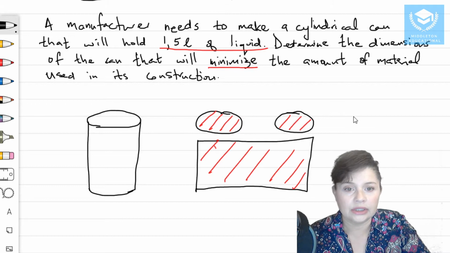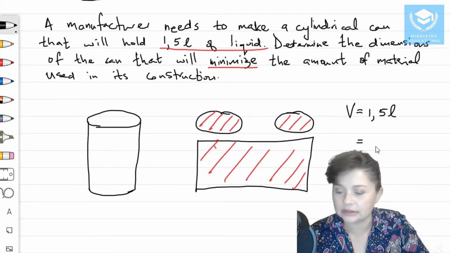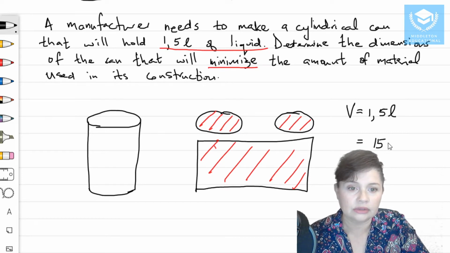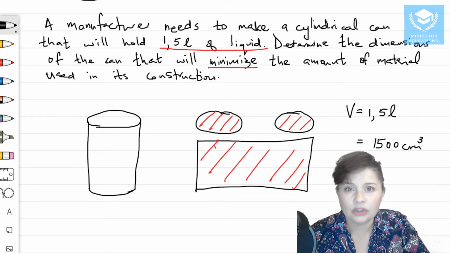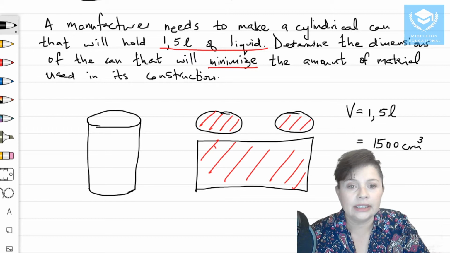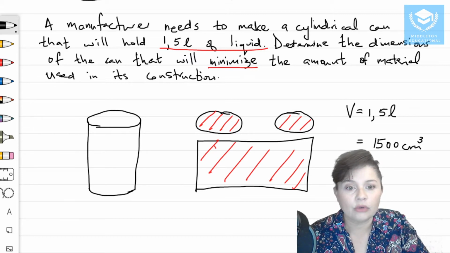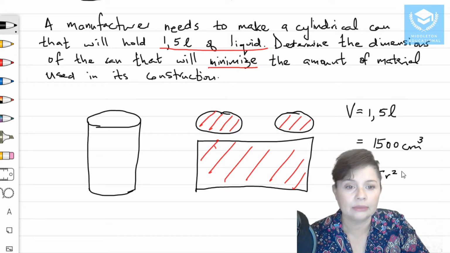So let's write that down here. That's the volume. The total volume is going to be 1.5 liters, and I'm going to convert that into centimeters cubed, because I want to find my dimensions in centimeters. And that is going to be 1,500 cubic centimeters. The other thing you know about volume is that there's a formula for it. This formula is going to be the area of the base times your height. So the area of your base, because it's a circle, is going to be pi r squared, times the height.